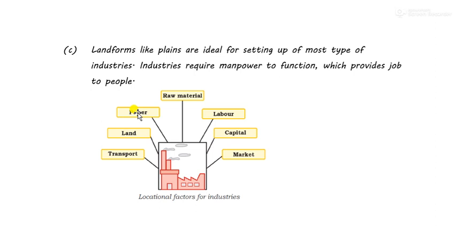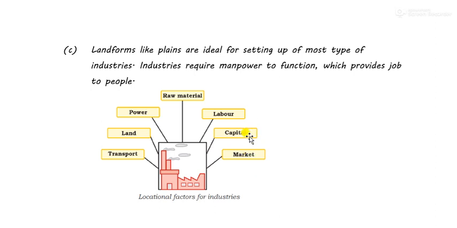Now why are plains ideal for setting up industries? Because we can find raw materials easily over here. Second, we can find labor very easily. How can we find labor very easily? Because plains are landforms, as told earlier, where population is very high. Now if population is very high, then obviously the number of people willing to work will be high. Therefore there will be no problem for the industries to find people to work in the factories.